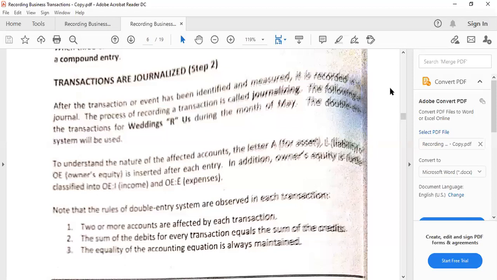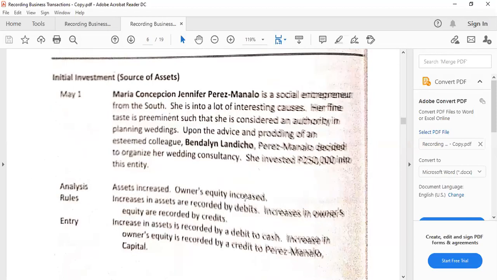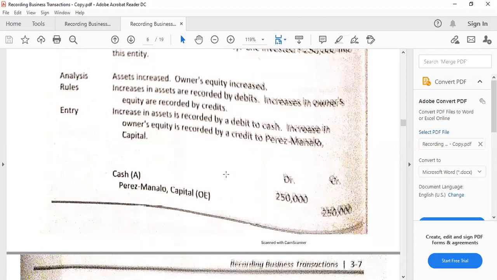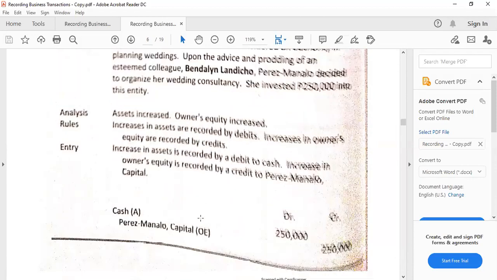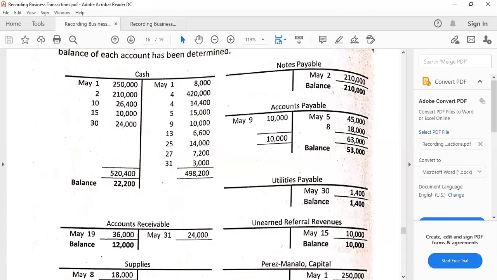So if you can recall, these are the transactions which are journalized. We have here the first transaction all about the initial investment. So debit cash and credit the capital account of the proprietor, who is Perez Manalo. So this is a debit to cash and a credit to capital. If we go back to our T account, I have to move back and forth. So please watch. Okay, so hopefully now you can see the said T accounts.